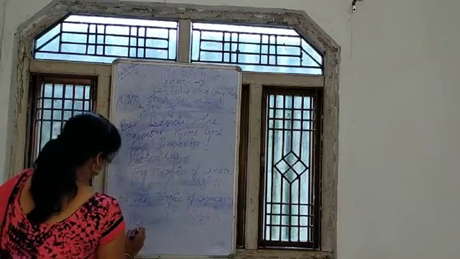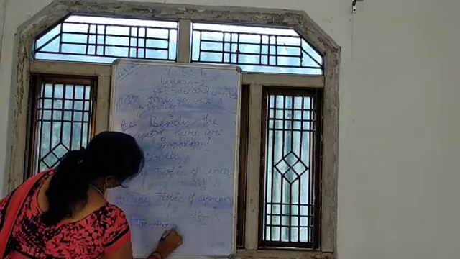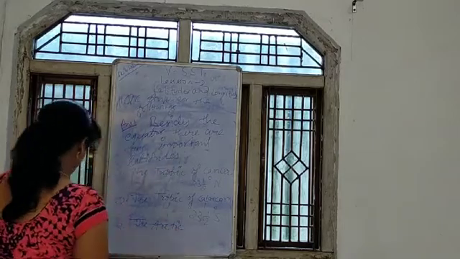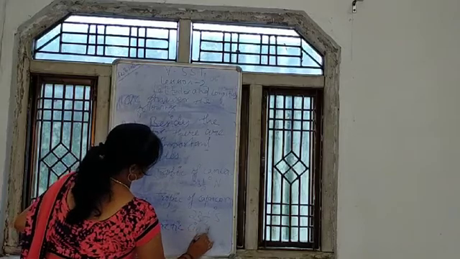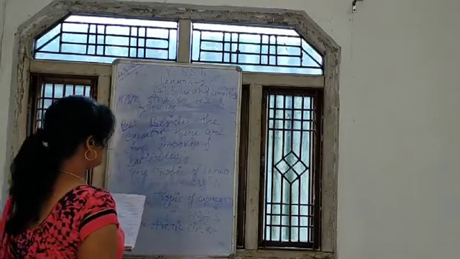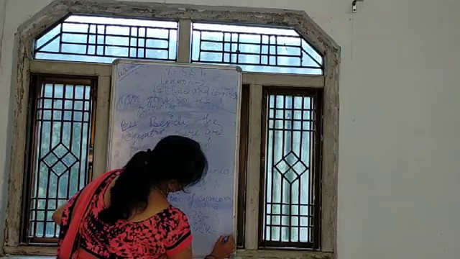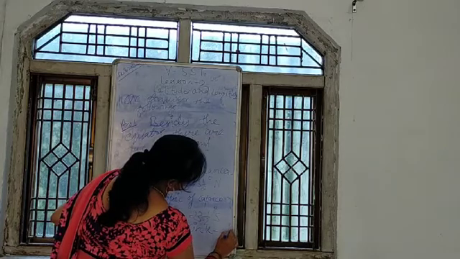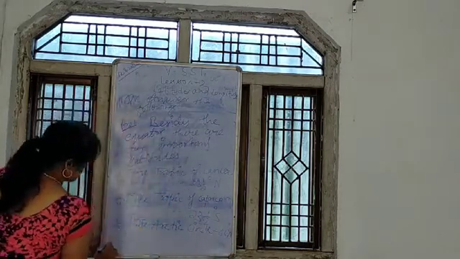The Arctic Circle. And what is the degree for this? 66.5 degree north. How much is it? 66.5 degree north. Okay. Now the fourth one.